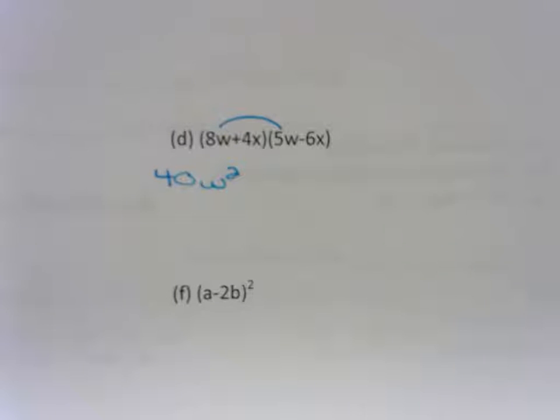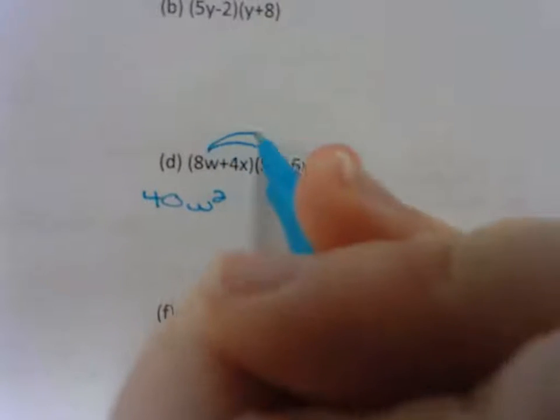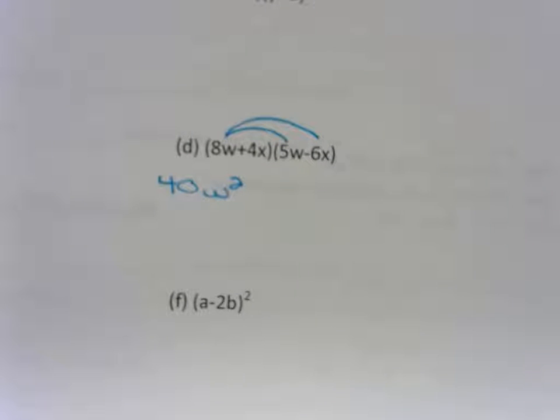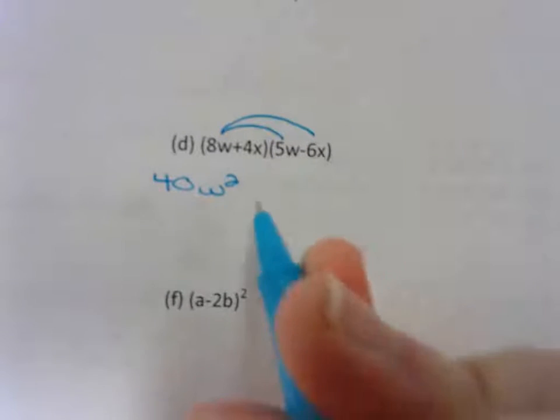If I look at my parentheses, what terms are on the outside? Not outside of the parentheses, but if I look at all four of them in a row, which two are on the outside? 8w and the negative 6x. So what is 8w times negative 6x?